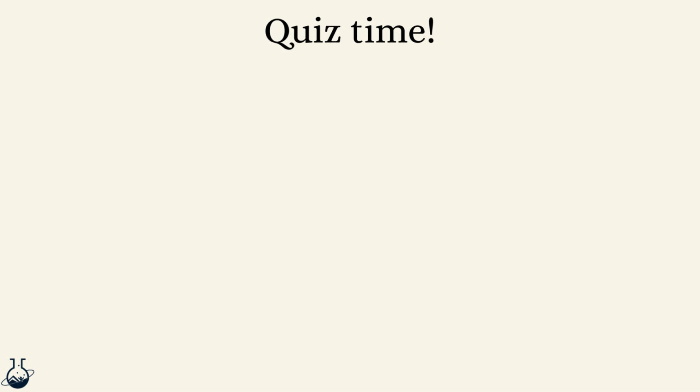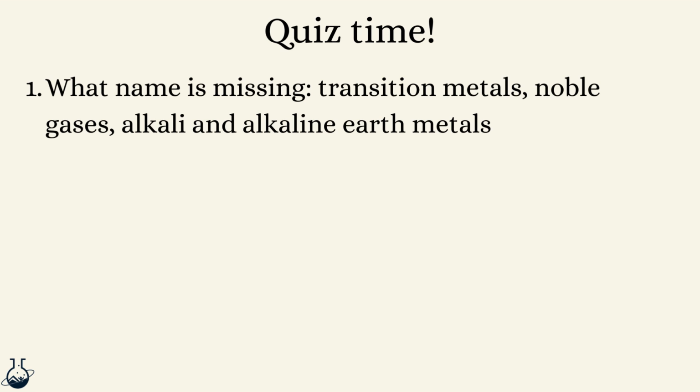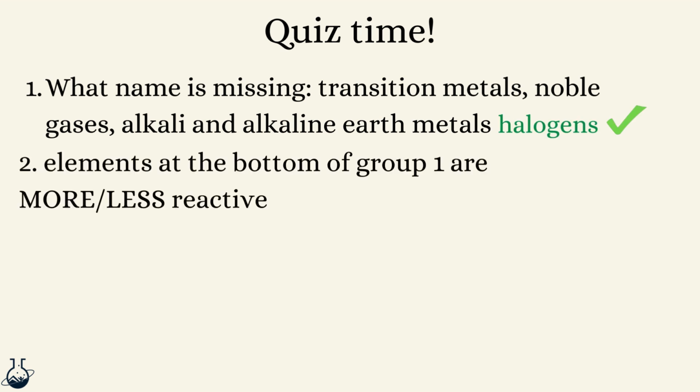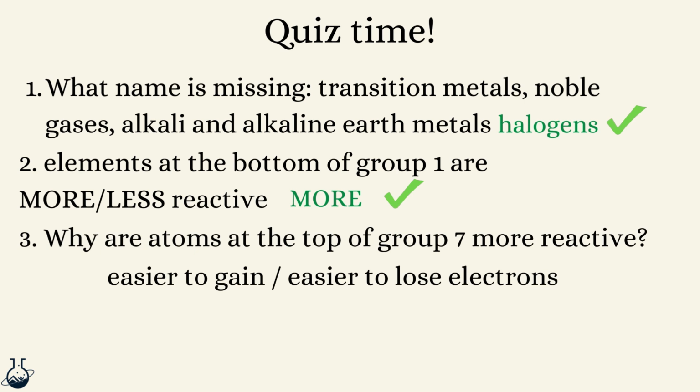Time for our end of video quiz. Ready to see what we've learnt? Question 1. What name is missing? Transition metals, noble gases, alkali and alkaline earth metals? The halogens were missing, aka group 7. Question 2. Elements at the bottom of group 1 are more or less reactive? They are more reactive.